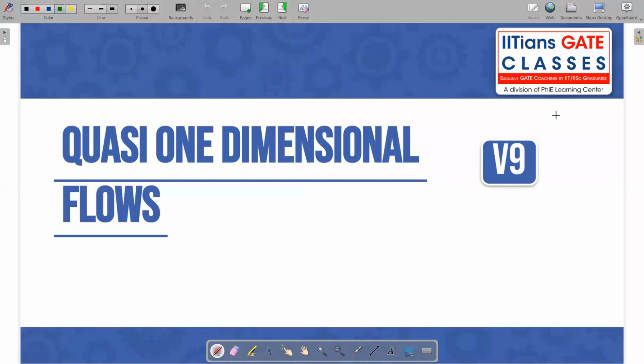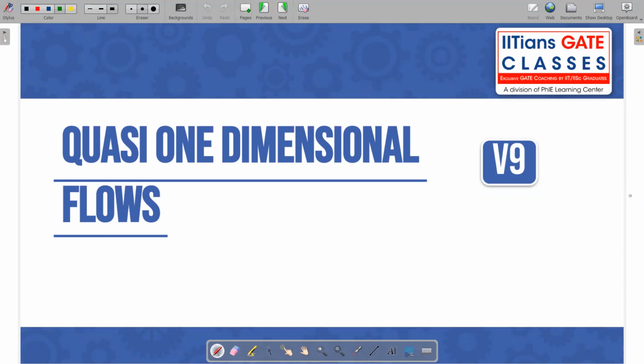So today's topic is quasi one-dimensional flows. This is very interesting physics we are going to see now. Till now, whatever we discussed, either one-dimensional flow field or the oblique shock or the expansion waves, we discussed a kind of a two-dimensional flow field. So in today's session, we will be seeing a very interesting assumption, that is quasi one-dimensional flow.